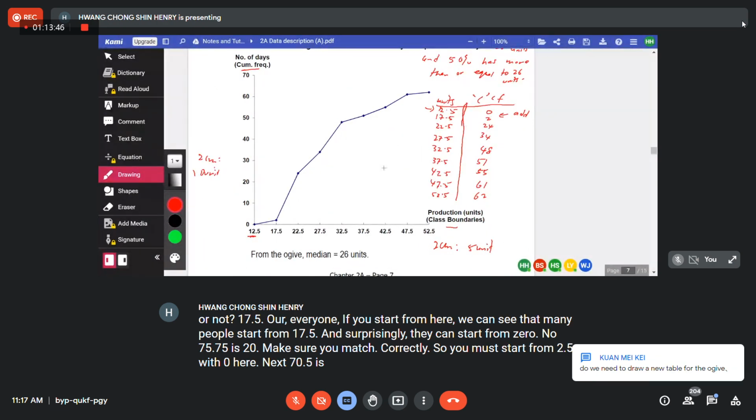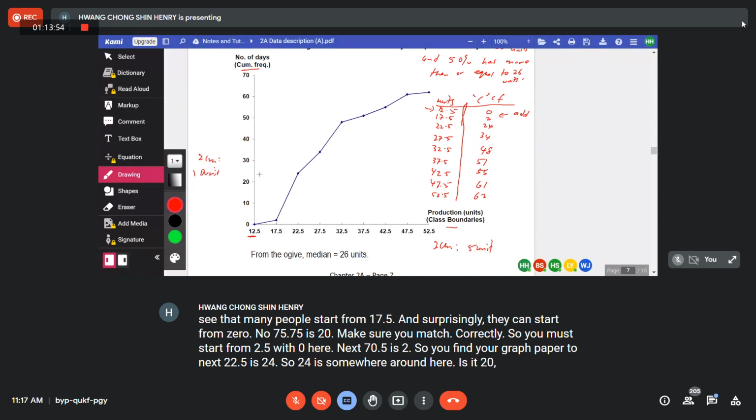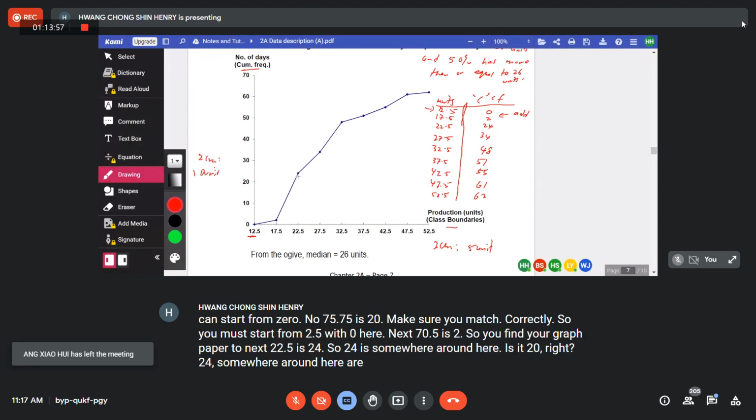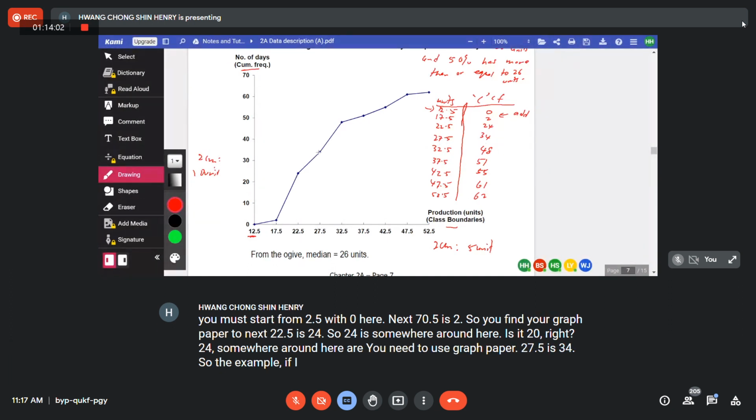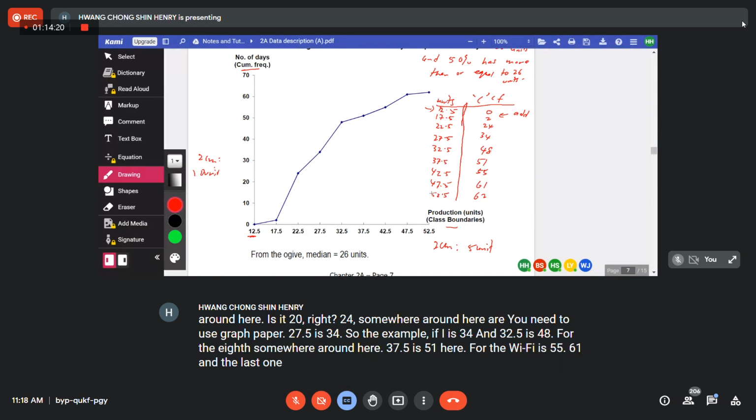Next, 17.5 is 2. So you find your graph paper 2. Next, 22.5 is 24. So 24 is somewhere around here, you see? You need to use graph paper. 27.5 is 34. Then 32.5 is 48. 37.5 is 51. 42.5 is 55. 47.5 is 61. And the last one, 52.5 is 62.